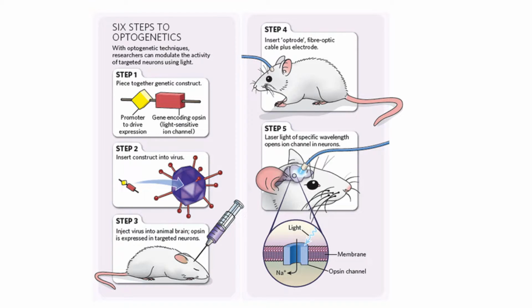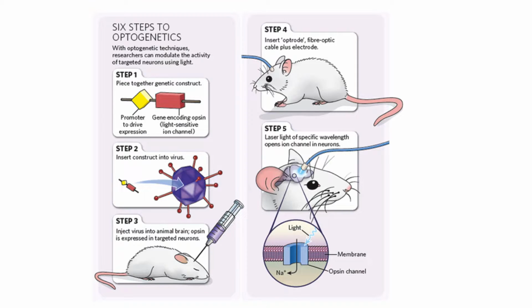So here you see a very schematic picture of optogenetics with the 6 steps. In step 1, you piece together the genetic construct. In step 2, the genetics are inserted into a virus. In step 3, the virus is injected into the animal brain. So opsin will be expressed in the targeted neurons.